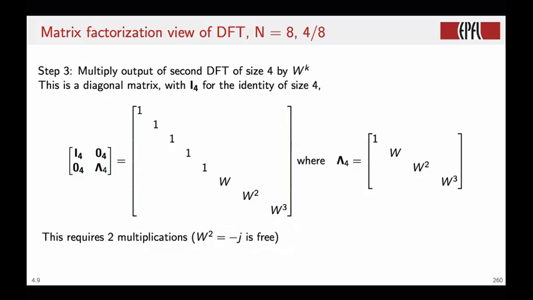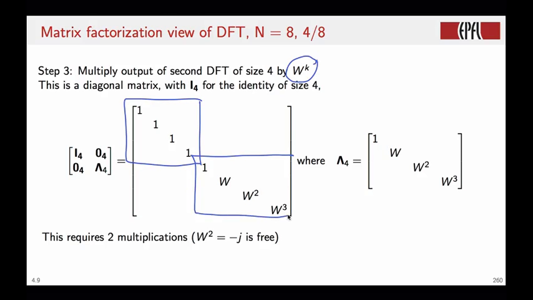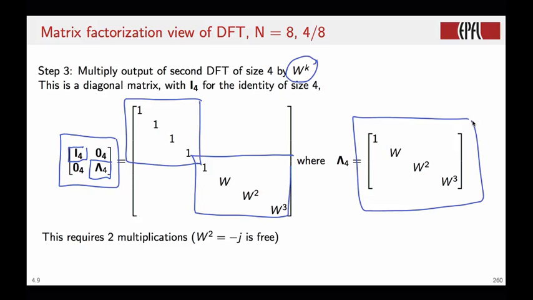Now, we have to multiply the output of the second DFT of size 4 by W^k, with k going from 0 to 3. So the first half is untouched. The second half is weighted by 1, W, W squared, W cubed. And in compact notation, we can again use block matrices. So this is an identity matrix of size 4. This is a diagonal matrix with the weights given by 1, W, W squared, W cubed. This is this character here. And we have again 0 matrices of size 4.